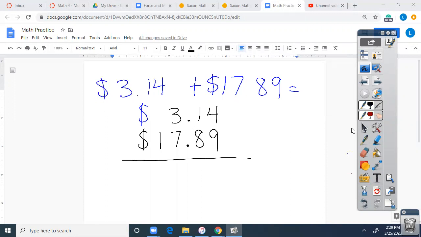$3.14 plus $17.89. First thing we're adding, the first thing I'm going to do is 9 plus 4, which is 13. If you want to pause the video and do it yourself and then check your answer with me, you can. 1 plus 1 is 2, plus 8 is 10. Carry my 1. Don't forget to bring down your decimal. 7 plus 3 is 10, plus 1 is 11. I'm going to put my 1 down there and my 1 up there. 1 plus 1 is 2. Bring down my $ sign. So the answer is $21.03.